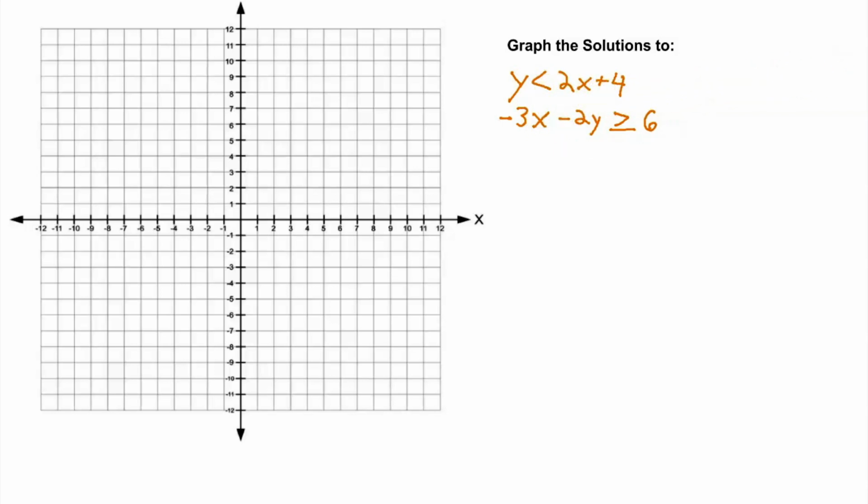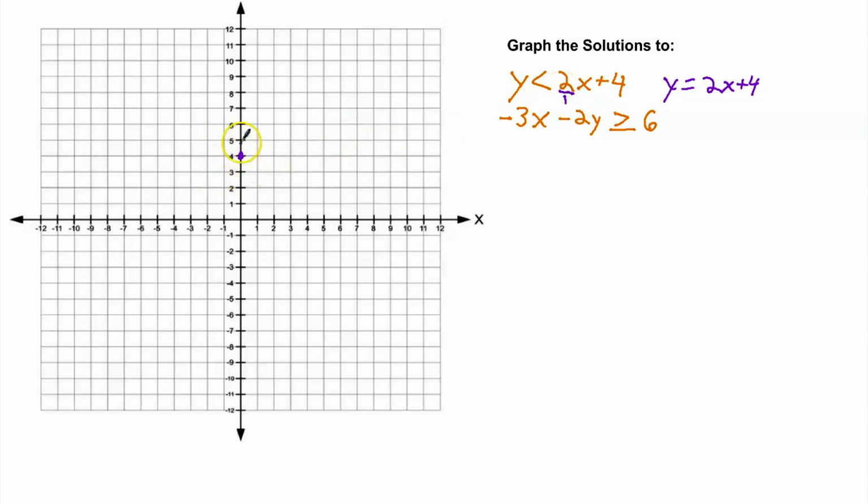y is less than 2x plus 4. We're going to graph this one like normal, as if it's the line y equals 2x plus 4. But we've got a less than symbol, so it's going to be dotted. With 2x plus 4, we've got a y-intercept at 4, and then a slope of 2 over 1.